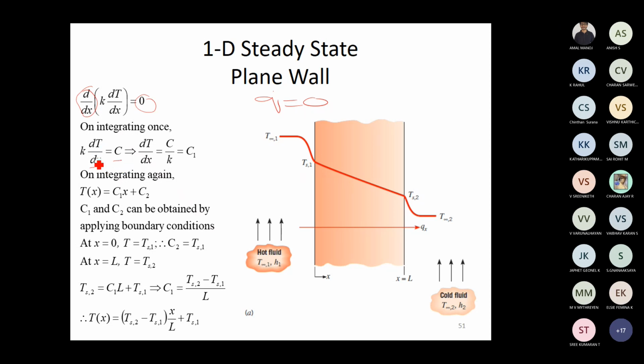So k dT by dx is equal to c, and if you take this k to the other side, since k is now not dependent on x, k is treated as constant. So dT by dx is c by k. This c by k is treated as another constant c1. Now you can see that this equation has reduced to dT by dx is equal to c1. Now we can integrate this once again. dT by dx, if you integrate, will become T. That will be equal to c1x plus c2.